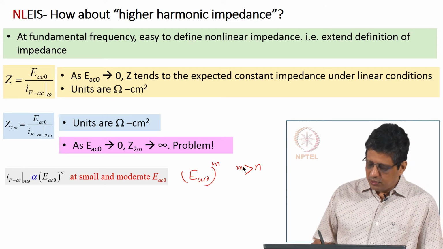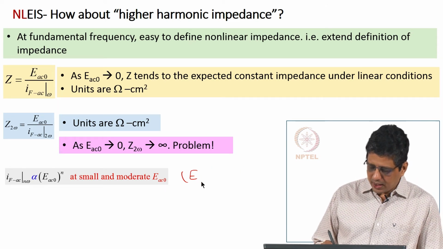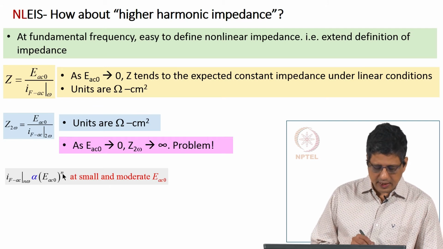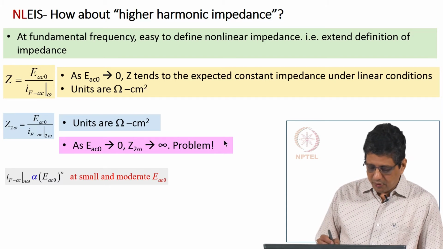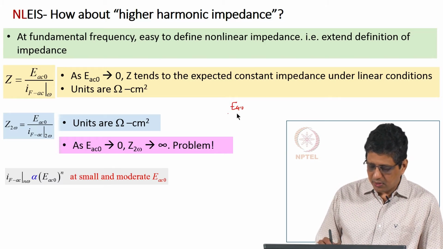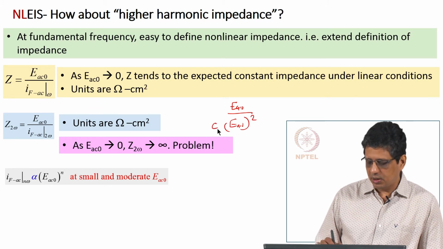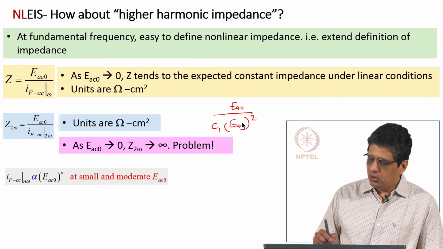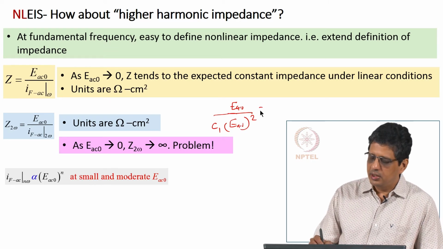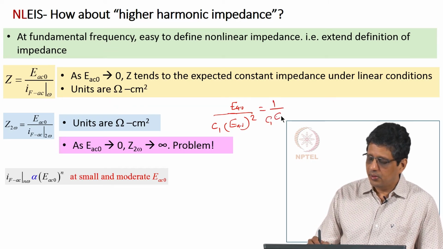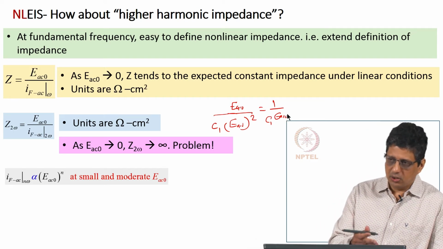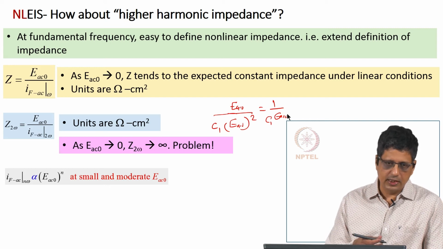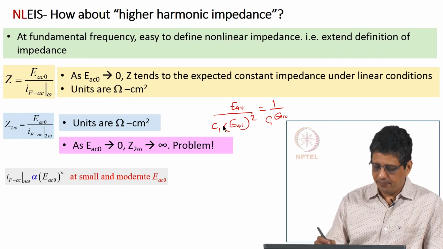So, we would say it is definitely going to be at least as high as E_AC,0 power n, and then if I take this ratio, I would find that it is E_AC,0 power n by E_AC,0 multiplied by some constant. So, when we go to small value of E_AC,0, this is going to be tending towards infinity. If we go to third harmonic, fourth harmonic, it will tend towards infinity at a more rapid rate.